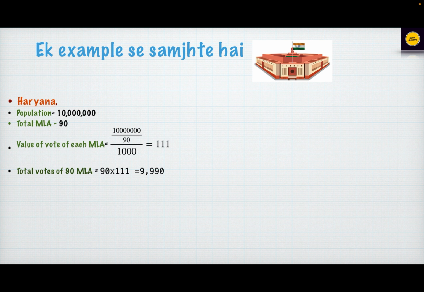In other words, the value of each MLA's vote shall be equal, 111, for the state of Haryana. If we compare Haryana and Jharkhand, the value of the vote of an MLA of Haryana and of Jharkhand shall not be equal, because the MLA count is different and the population count is different.